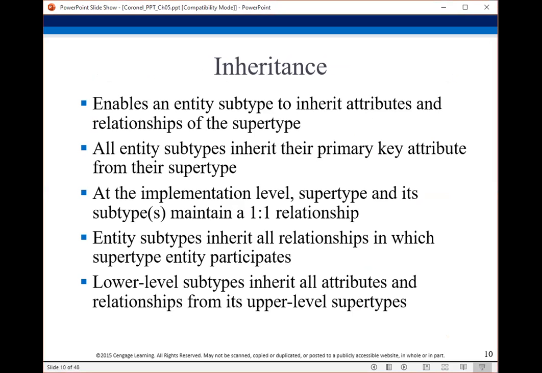So inheritance enables a subtype to inherit attributes and relationships of the supertype. So for example, a student inherits the name, ID, and department from the person supertype, and also the relationship that a student is a member of a department. So those can be inherited from the person supertype.